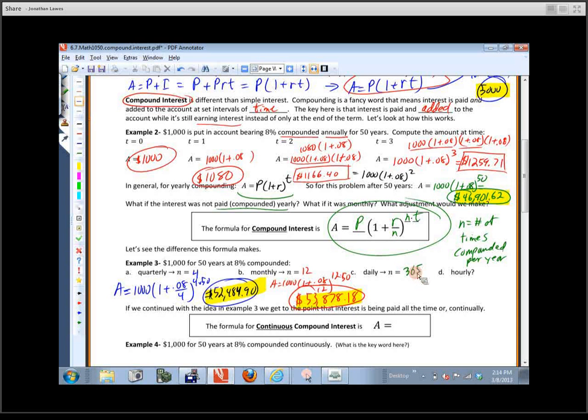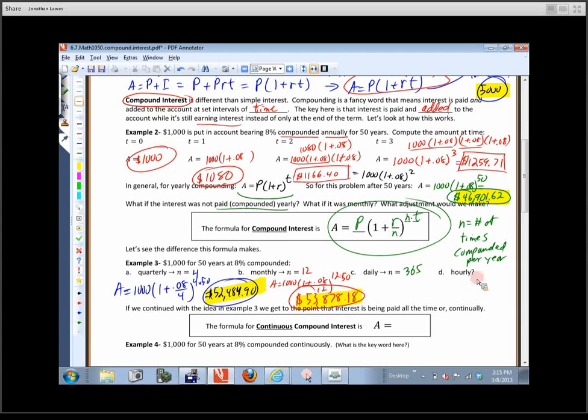365. Are you assuming it's not a leap year? Because technically there are 365 and a quarter days per year. Throw in a quarter, go right ahead. Okay, it'll still work. Leave it to Marissa to bring up those technicalities. Yes, we are making that assumption. Okay. And what about hourly?